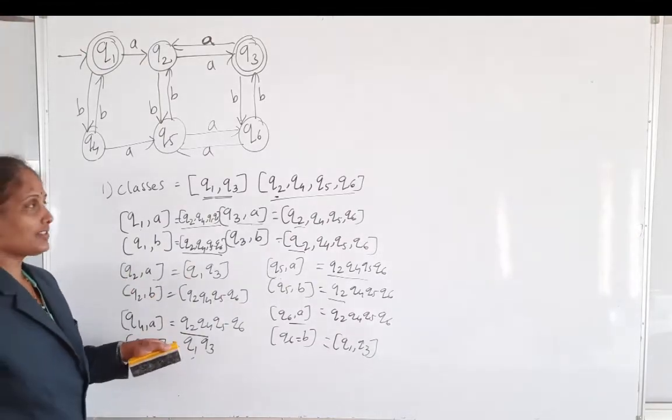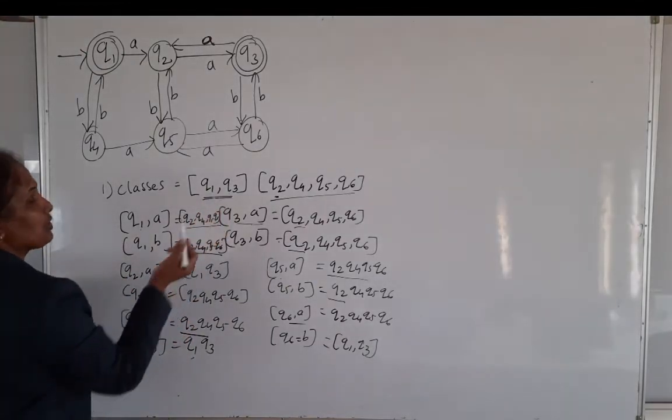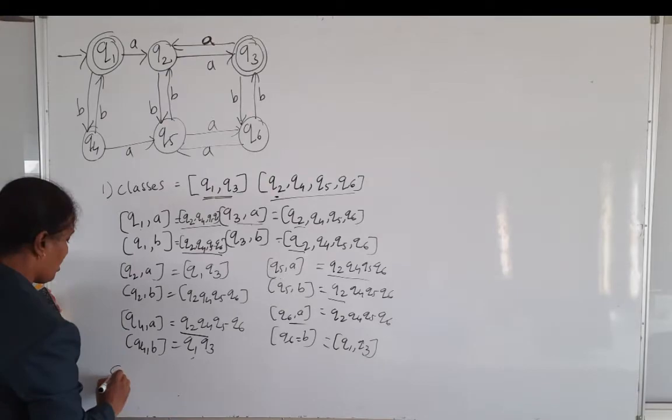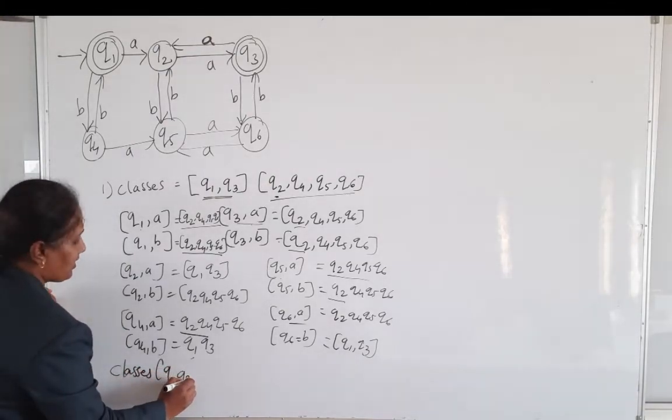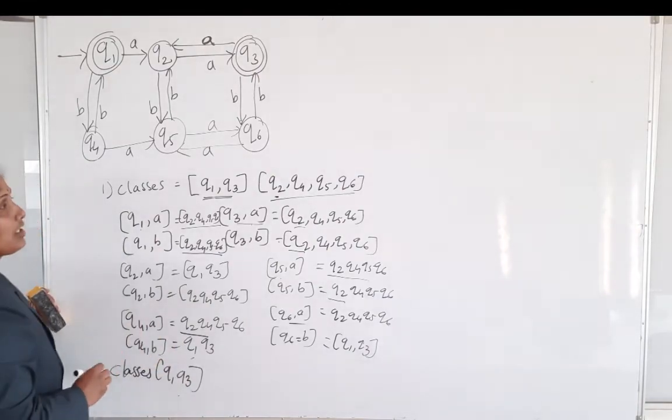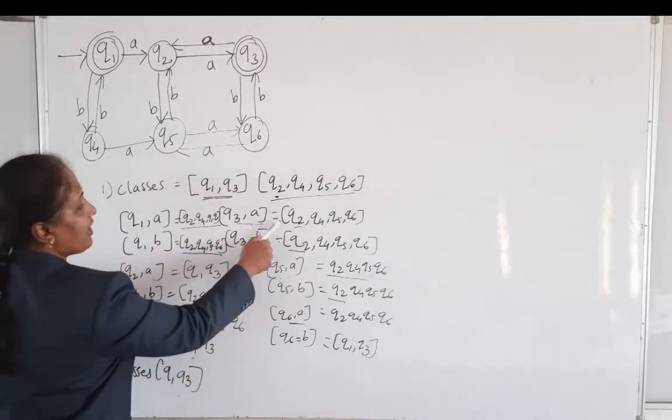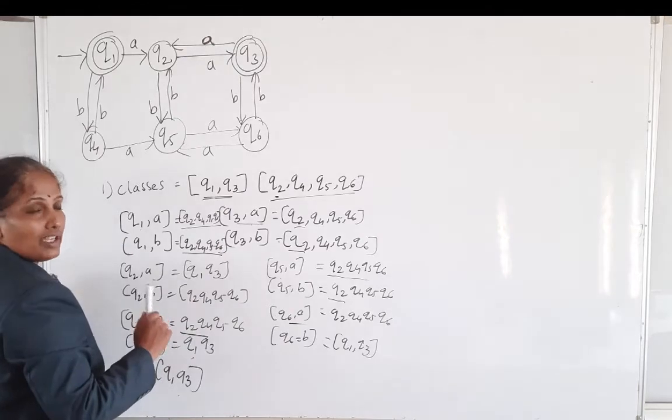See, these are the transitions I got. So Q1, Q3 I am not dividing. So the new class is equal to what? Q1, Q3 I will keep in the same class, because after taking A and B they are reaching the same set of classes.